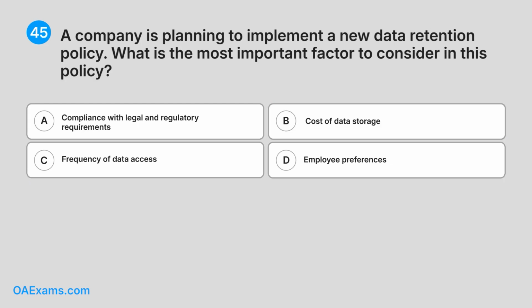45. A company is planning to implement a new data retention policy. What is the most important factor to consider in this policy? A. Compliance with legal and regulatory requirements. B. Cost of data storage. C. Frequency of data access. D. Employee preferences. What do you think is the answer?